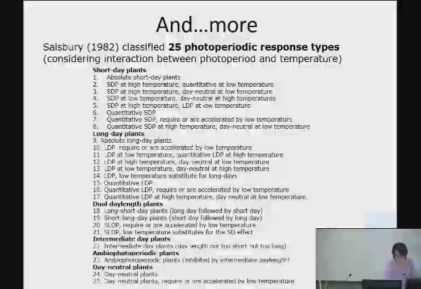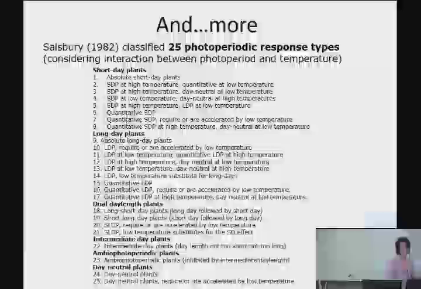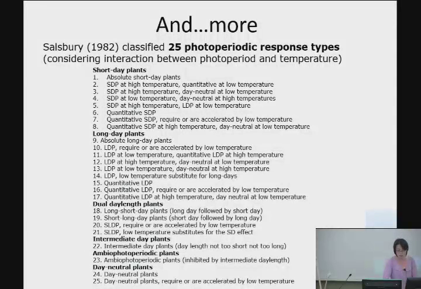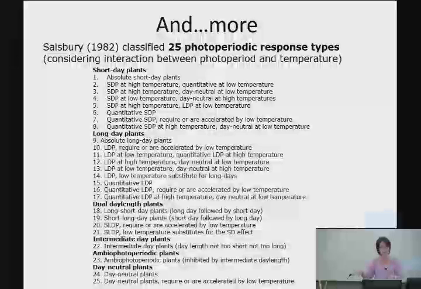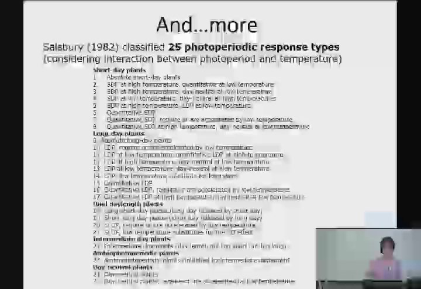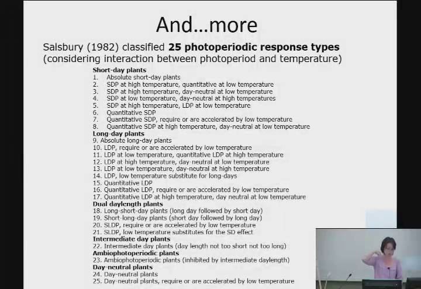Okay, and photoperiodic response actually has more interaction with temperature, and also only certain photoperiods trigger it, not shorter than that, not longer than that. So it's just different responses for different species. So this is what scientists classified, and actually 25 different responses.